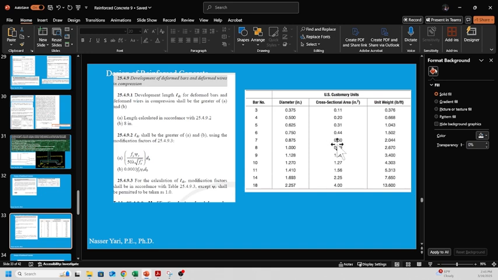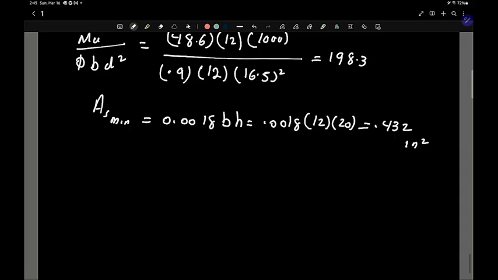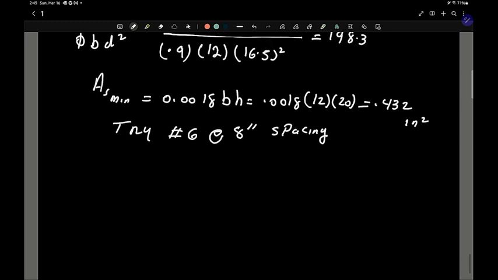If we pick number 6, it will fail. But if you pick number 7, it will pass. Let's just pick number 6 so we see how it fails. We're going to try number 6 rebar at 8 inch spacing. This is just for exercise. This is not going to make it, but let's try it anyway.